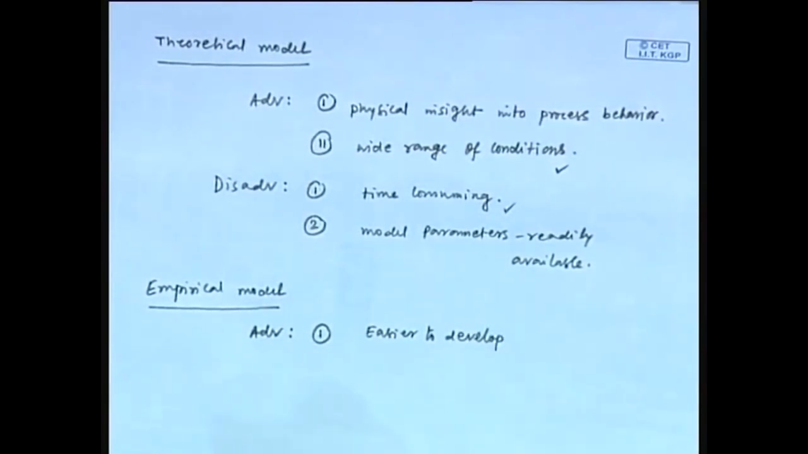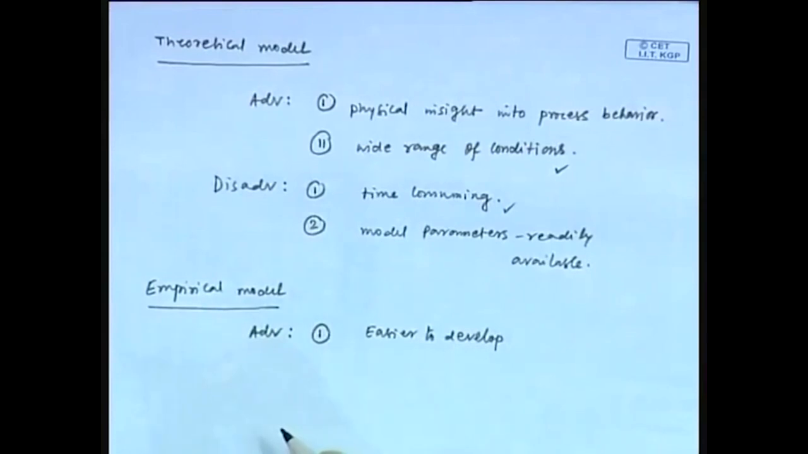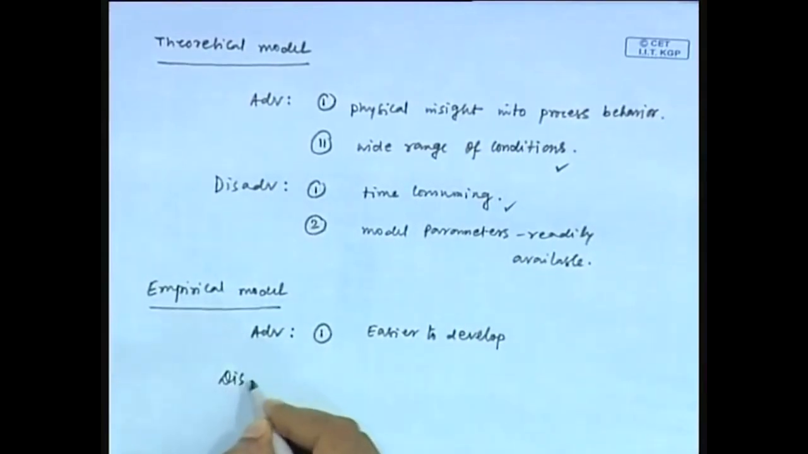This is the advantage, because if you have the input output data set, then we can fit some correlations or equations using those input output data set. So, for a complex process, we do not have so many equations like the theoretical model. So, this is the only advantage for this case.